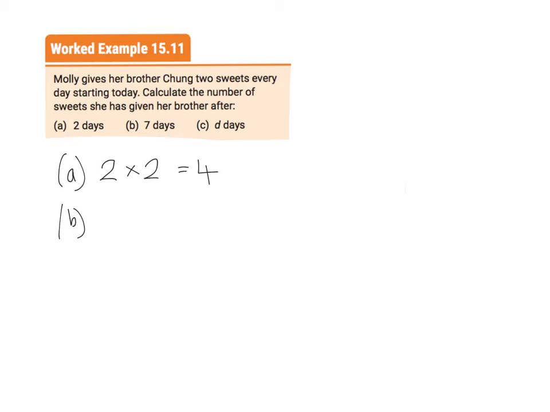Okay, so after 7 days, she's given her brother 2 sweets a day. In 7 days' time, she's going to have 14 sweets. And the last one, still giving her brother 2 sweets every day. We don't know how many days. It's called D. So she will have 2D sweets. That's the answer. We're using algebra to substitute in for the numbers that we don't know.